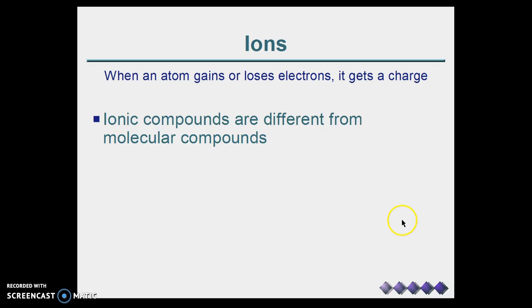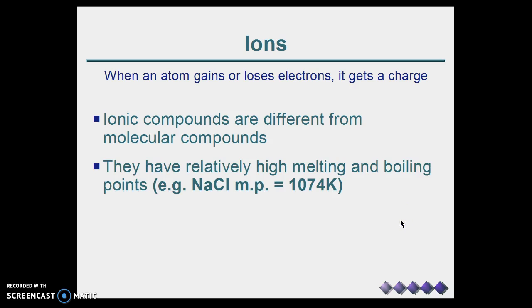Now, when an atom gains or loses electrons, it gets a charge. Ionic compounds, then, are different from molecular compounds. They have relatively high melting and boiling points. So, for instance, if you did the experiment where you melted molecular compounds like paradichlorobenzene, you noticed that they melted very, very fast and maybe even boiled on a hot plate, whereas sodium chloride just kind of looked at you and said, "Do you expect me to do something?"